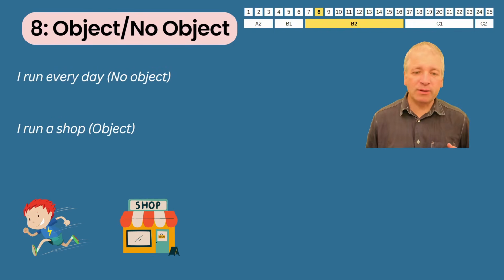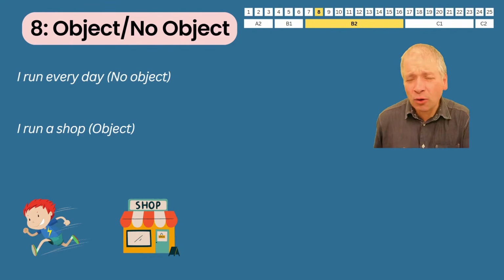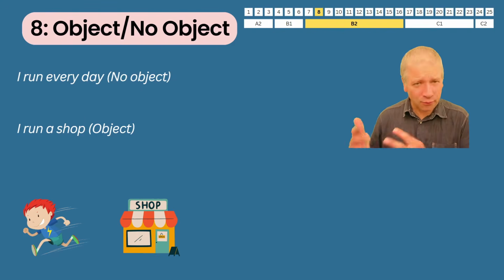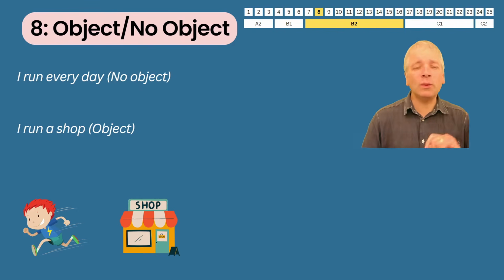In one of these sentences, the verb to run has no object. I run every day. Every day is not an object. That simply tells us the frequency. But in the second example, I run a shop means I'm the owner of a shop, and the shop is the object.